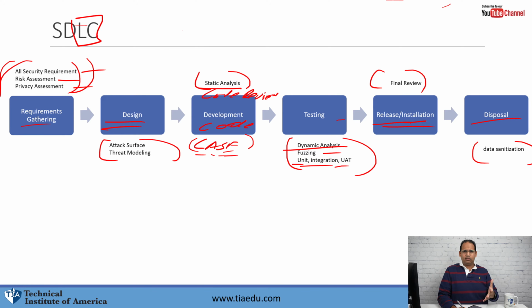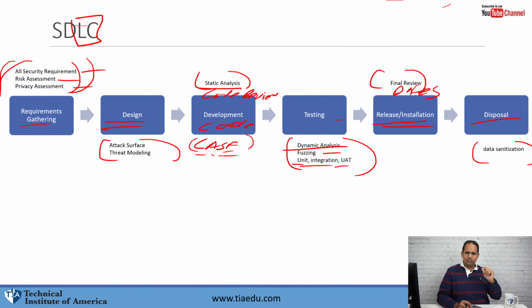There's really not much here. Basically, the software is finished being made. It goes out. You're going to be doing a final review: were all the security requirements met? And as people are using it, if any vulnerabilities are found, you're going to be doing patches. You're going to be doing updates to the actual software as time moves on.